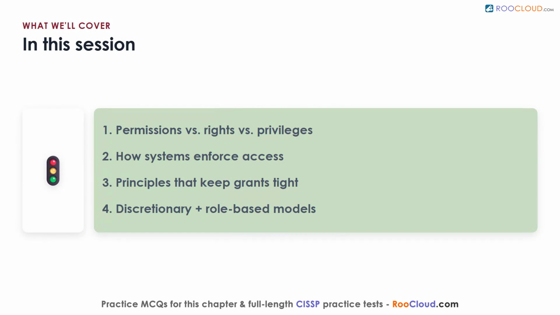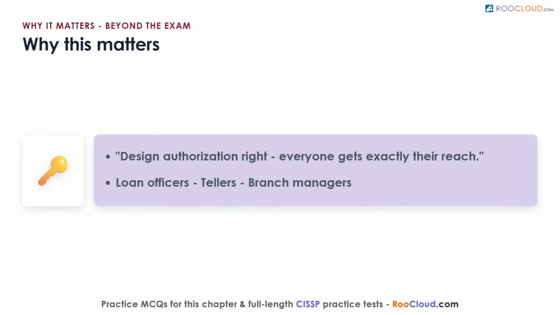What is the difference between permissions, rights, and privileges? How do systems mechanically enforce access decisions? What principles keep those decisions tight? And how do the discretionary and role-based models actually work? Why does this matter beyond the exam? Because you will spend real hours deciding who can open what.